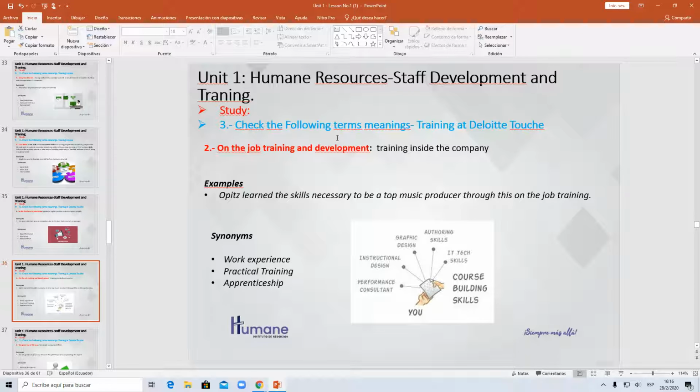Then we have on the job training and development. Training inside the company, it means. An example of this term used in a sentence is, he learned the skills necessary to be a top music producer through this on the job training. Okay? Synonyms for the term could be work experience, practical training, or apprenticeship.